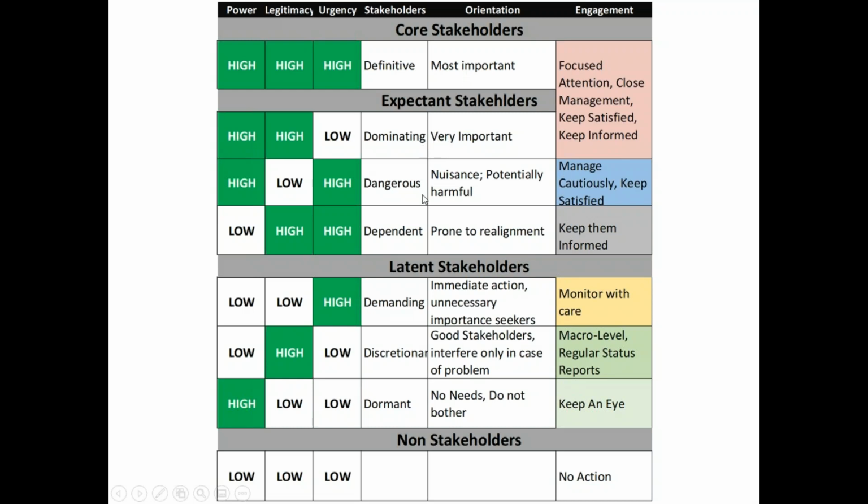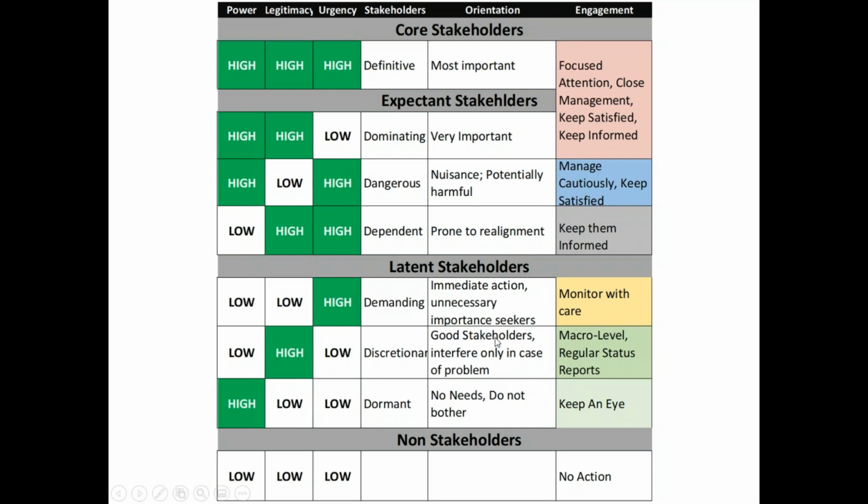Then I have another stakeholder which is dangerous, high on urgency and high on power. So this guy is a nuisance. He is potentially harmful. Manage with caution. Keep him satisfied. Just keep him satisfied. Don't let him out of the box. This is the dangerous stakeholder. Then we have the dependent stakeholder, which is high on legitimacy and high on urgency. So he is dependent. He is prone to realignment. This guy needs guidance. Keep them informed.